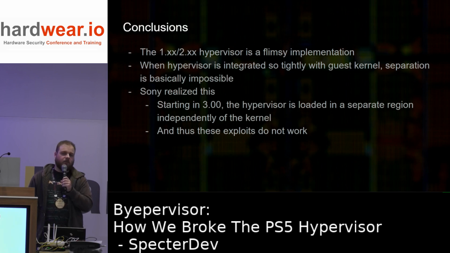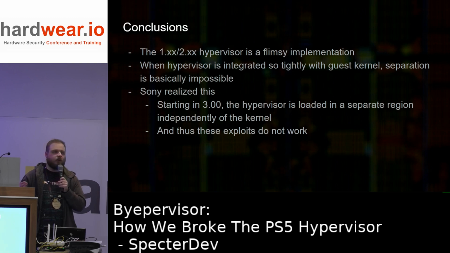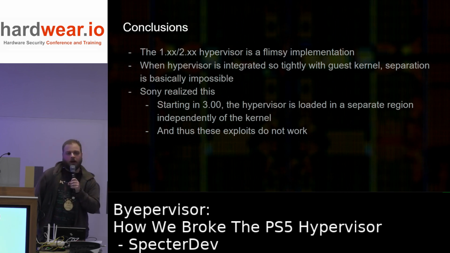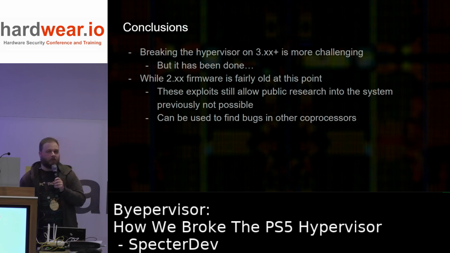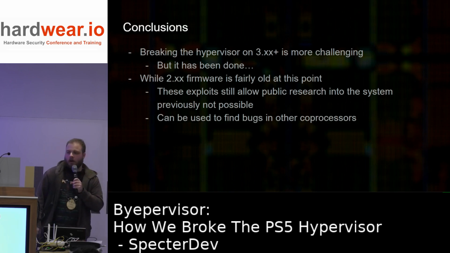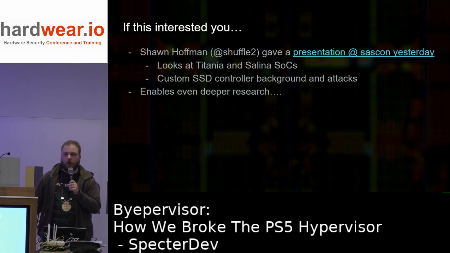So yeah, this lower version hypervisor is a pretty flimsy implementation. When you have the hypervisor integrated with the kernel in this way, separation is pretty much impossible. And Sony realized this, to be fair, so that's why in 3.0 they redesigned it so that it's loaded separately and these exploits don't work. Breaking the hypervisor on 3.x plus is more challenging, but it has been done. And while 2.x firmware is a little bit old at this point, these exploits still allow public researching into the system that wasn't really possible. This can also be used to find bugs in other coprocessors, which could be very useful as well.